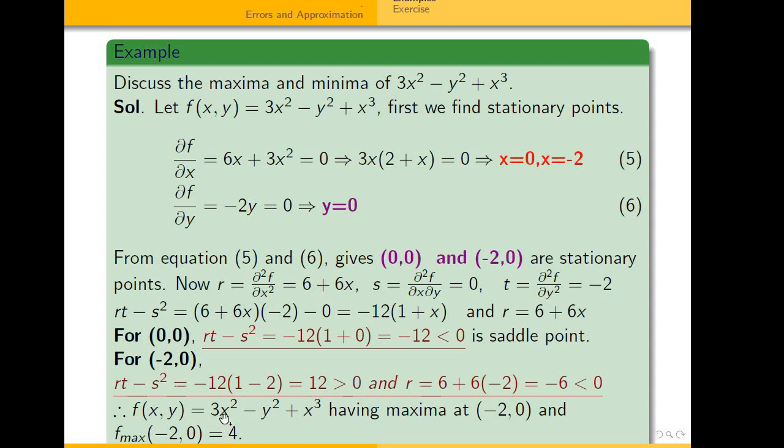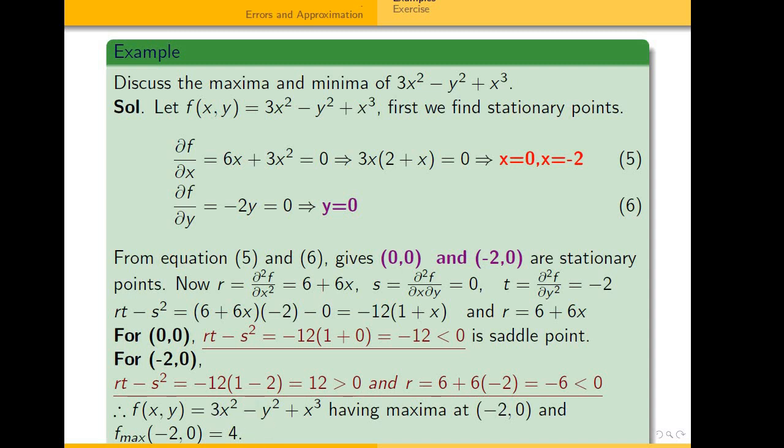Therefore, our given function, 3x square minus y square plus x cube, has a maximum at minus 2 comma 0, and the maximum value f max at minus 2 comma 0 is 4. How to calculate this? We put x is equal to minus 2 and y equal to 0 into our given equation, and then we will get this maximum value for our function.